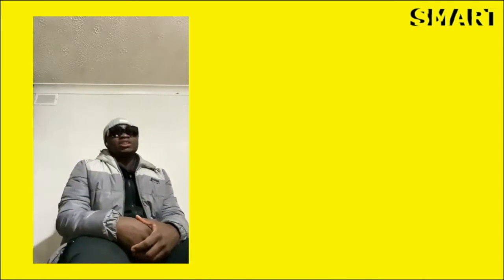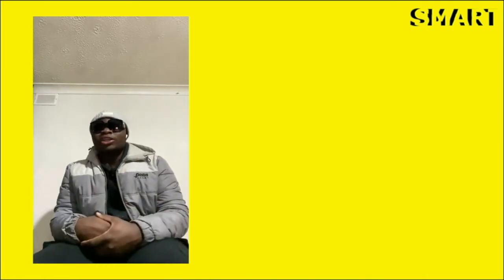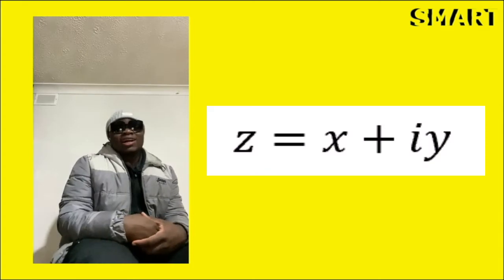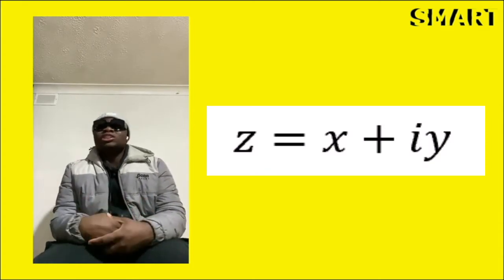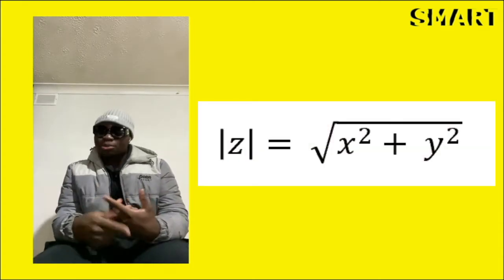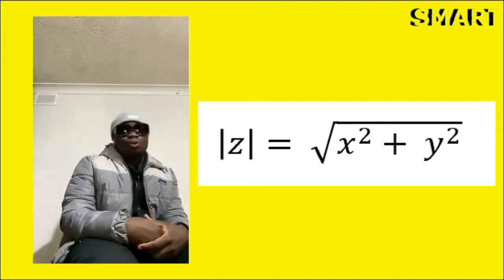Now, you see, when you got your equation, z equals x plus iy, to find the modulus, all you need to do is square root of x squared plus y squared, like you would do in a normal circle.